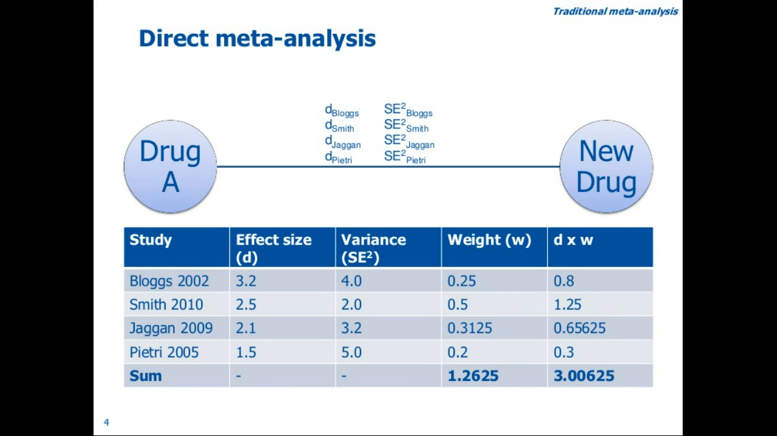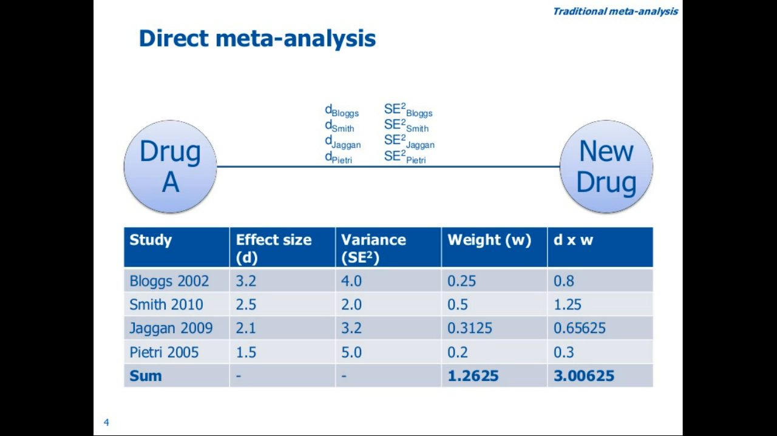Okay, so what I've done here is we have a table with effect sizes, D, for each study, and variances for each study. These are just made up data, so don't concentrate on them too much. We also have the weight, which we've calculated as 1 over the variance, and you can see that. So for example, the variance here is 4, the weight here is 1 over 4, which is a quarter, which is 0.25. Our next stage in a direct meta-analysis is to multiply our effect estimate by the weight.